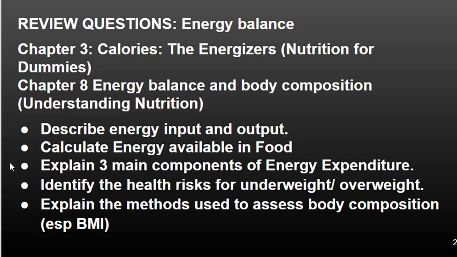So for this topic, you need to be able to describe typical energy input and typical energy output. You should be able to calculate the amount of energy available in a food. You should be able to describe the three main components of energy expenditure. Be able to describe the health risks in terms of being either underweight or overweight, and be able to explain the various methods to assess body composition, in particular the BMI method.